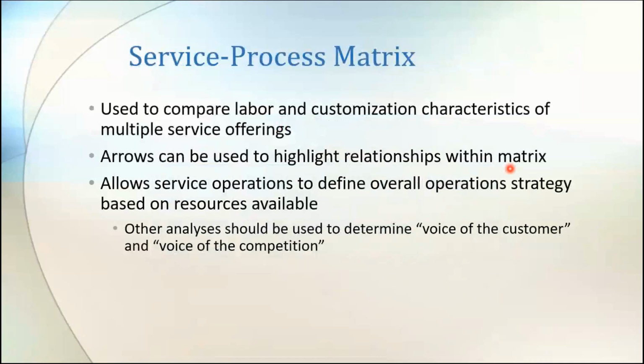You may have any type of factor that can be a differentiator. For instance, let's say one type of food that you make uses different types of tools or requires different types of skills. You would want to use a service process matrix to help differentiate if you decide that you want to go into another type of fast food. You need to be able to understand how you're going to be able to do that. So it allows service operations to define overall operation strategy based upon the resources available.